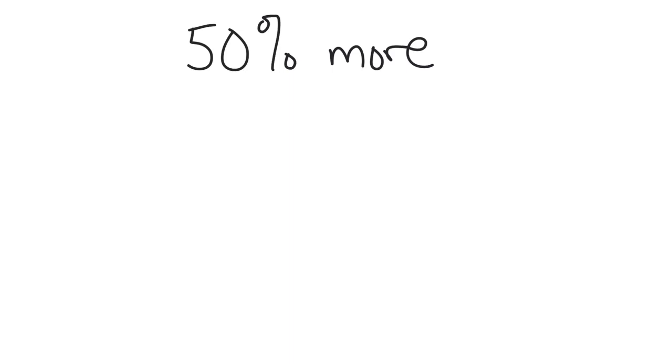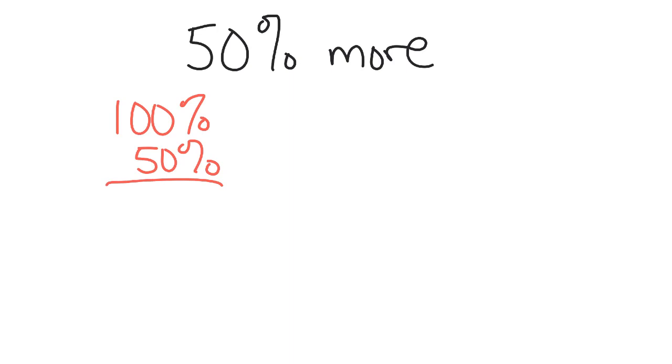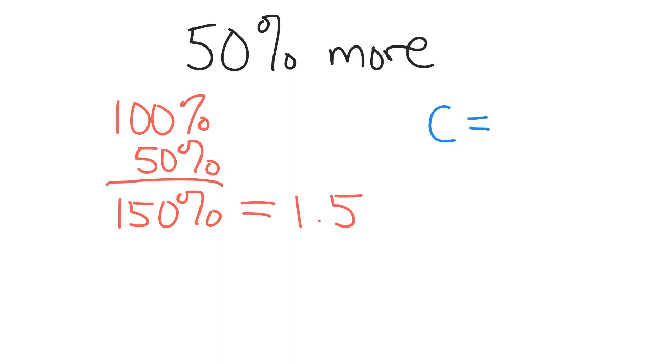So if Claire scored 50% more than Tyler, Tyler would have scored 100% of his points. And then Claire scored 50% more, so she would be at 150%. So what we need to do is change that to a decimal, which is the same as 1.5. So in our equation, we should have one equation that gives us that 1.5, and one of them does. C equals 1.5t.